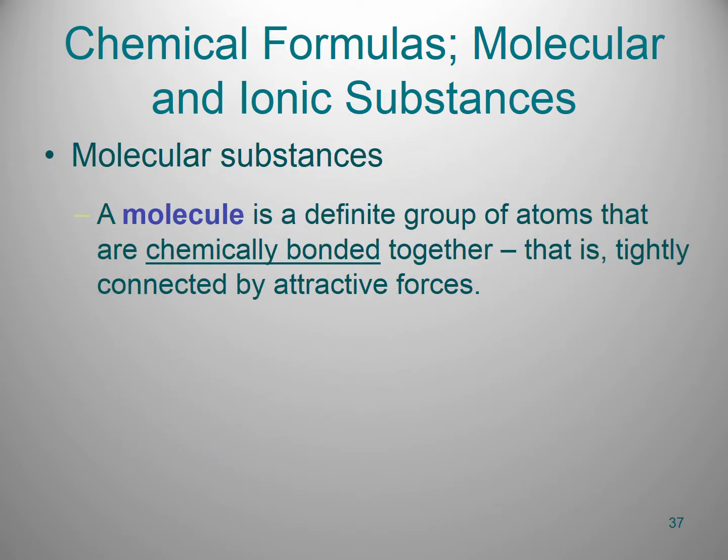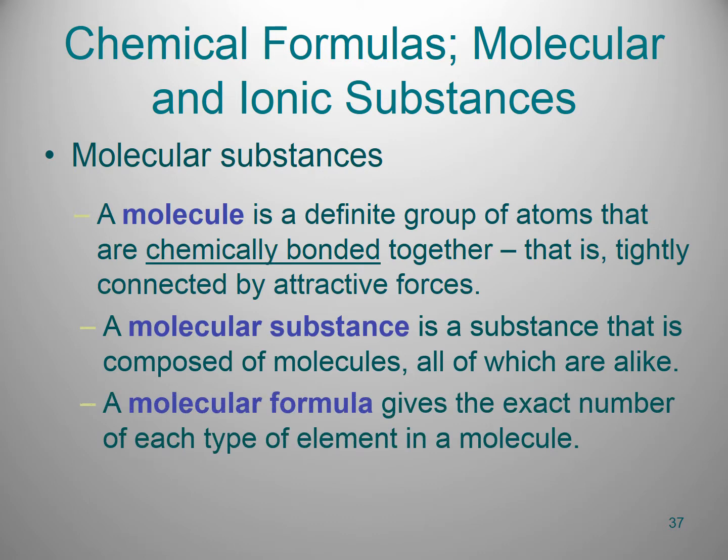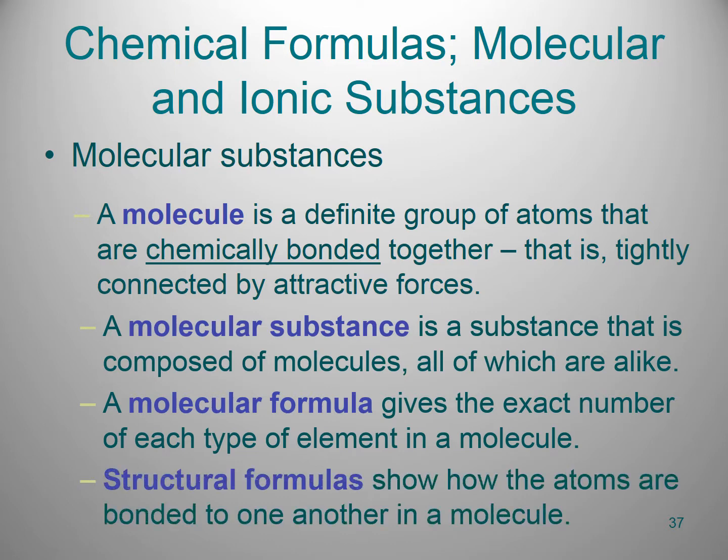A molecule is a group of atoms that are chemically bonded together, which means that they're connected by very strong attractive forces. So a molecular substance is a substance composed of molecules, all of which are alike. Then the molecular formula will give the exact number of each type of element. So that's sort of similar to what we saw earlier.